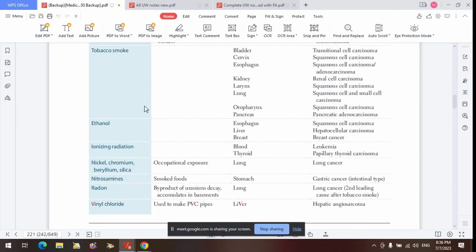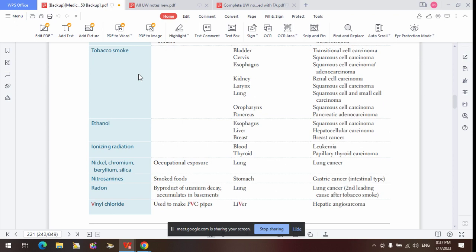Very important, tobacco smoke. Tobacco smoke can cause cancer of almost all the tracts from the mouth downwards. But there are three structures that are not part of that continuation from the mouth, the oropharyngeal and gastrointestinal tract, where the smoke can still cause cancer. Those three include the pancreas, the kidney, and the bladder.